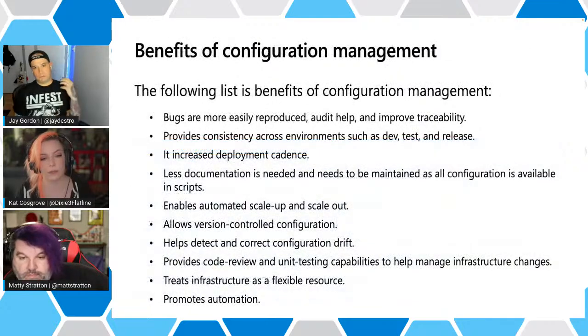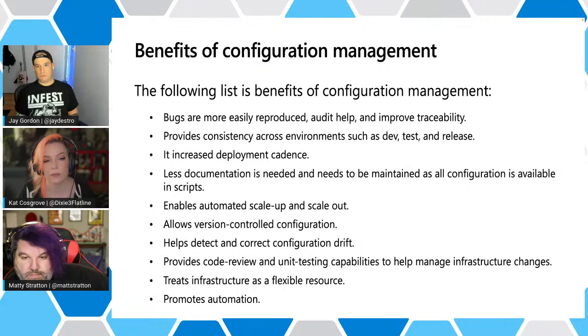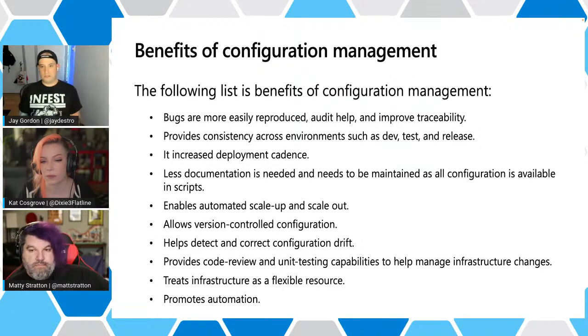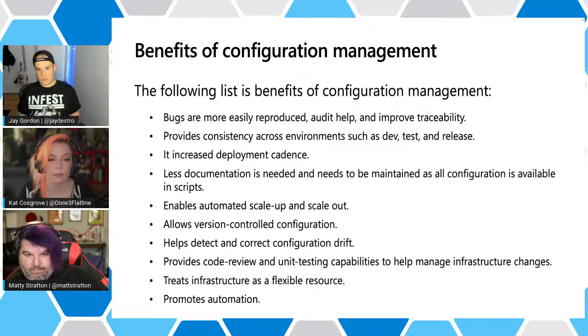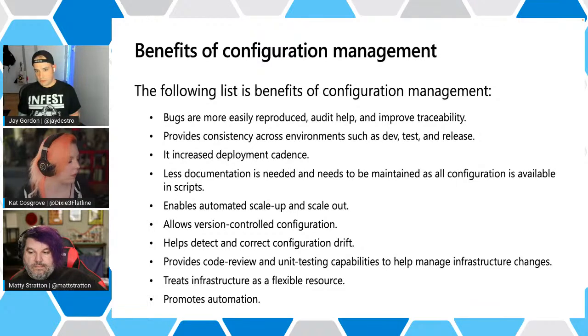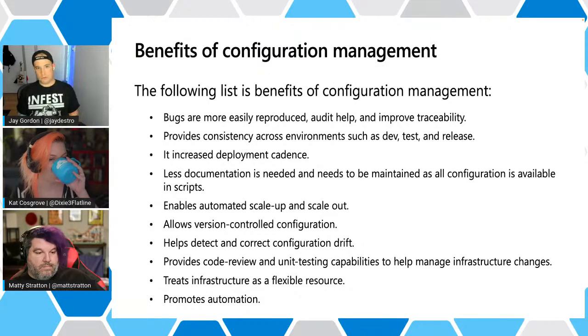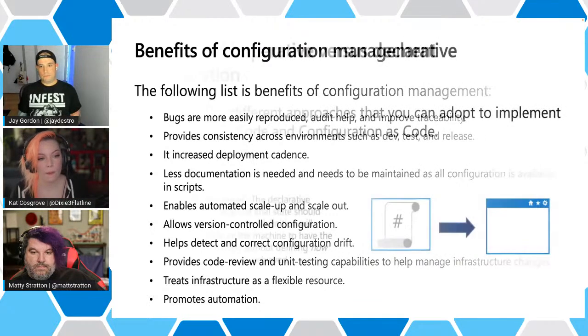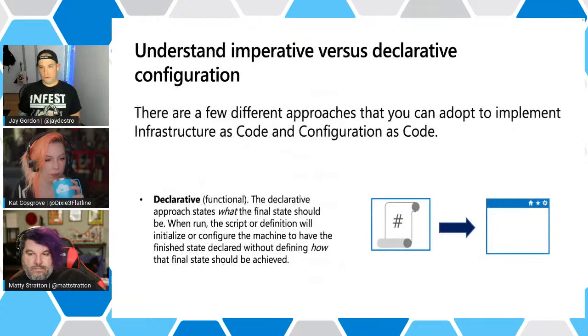There are a bunch of benefits to configuration management. Bugs are easily reproduced, it provides consistency, increases your deployment cadence, requires less documentation, and enables automated scale up and scale out. Version control helps correct and detect configuration drift, provides code review capabilities, treats infrastructure also as a flexible resource, and promotes automation. So there are two different approaches.